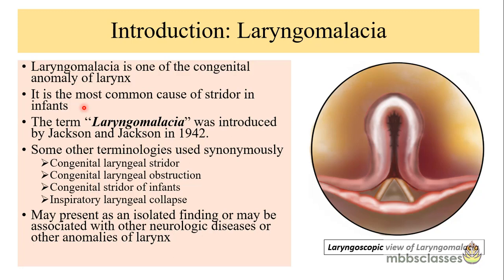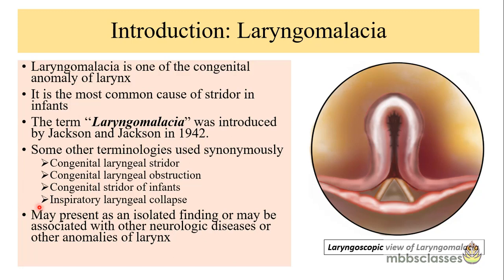The terminology of this disease is a little bit confusing because it is known by other terminologies also. The term laryngomalacia was introduced by Jackson and Jackson in the year 1942. The other terminologies which are used synonymously for this disease are congenital laryngeal stridor, congenital laryngeal obstruction, congenital stridor of infants, or inspiratory laryngeal collapse.